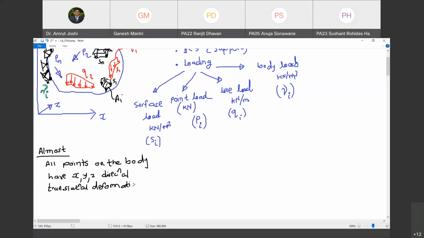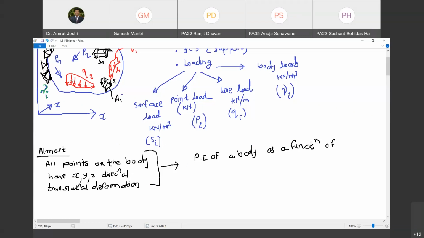And mind you, we write down the potential energy of a body as a function of these XYZ deformations of all points on the body. But in which state? In the deformed state. Are you with me? So what is the next step? Next step is we have to write down potential energy of a body as a function of deformations at each and every point on the body.